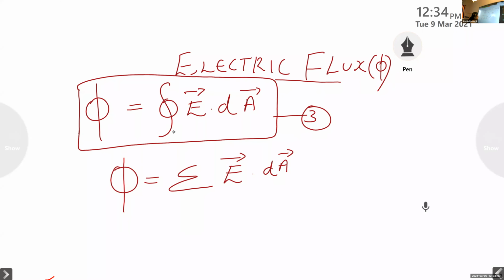Okay, and we can write that equation also in the form phi is equal to the summation of vector E dot vector dA, because integration is known as repeated addition. We can discuss its applications, and it becomes much clearer to you. So since integration is repeated addition, we can write this equation also in the form phi is equal to the summation of vector E dot vector dA. Clear?